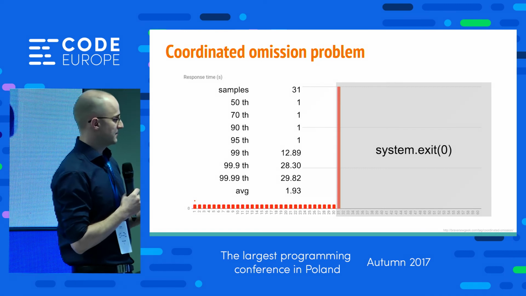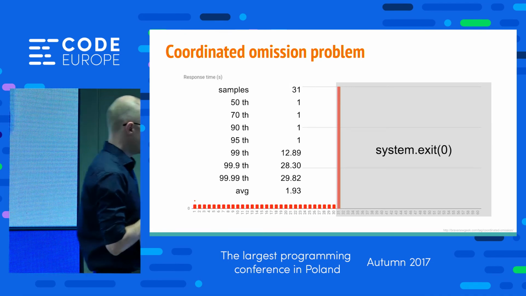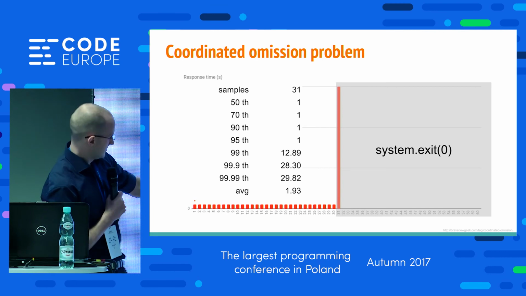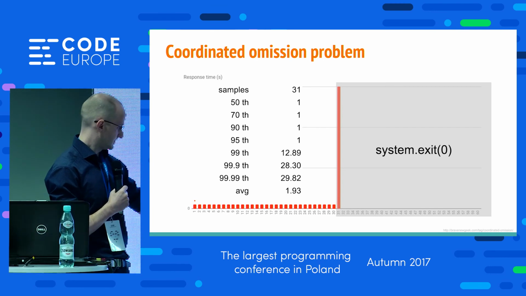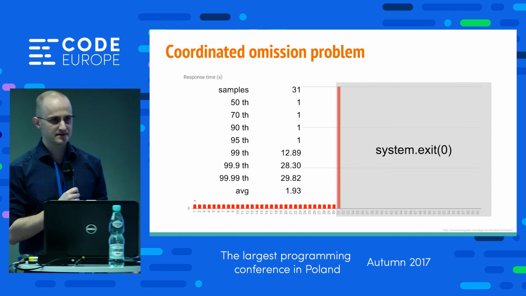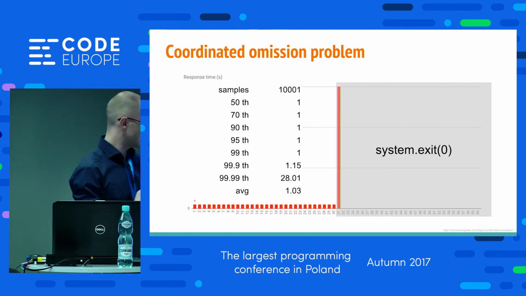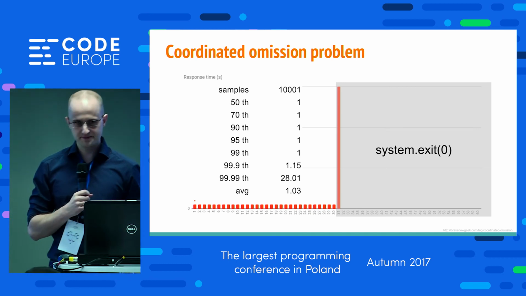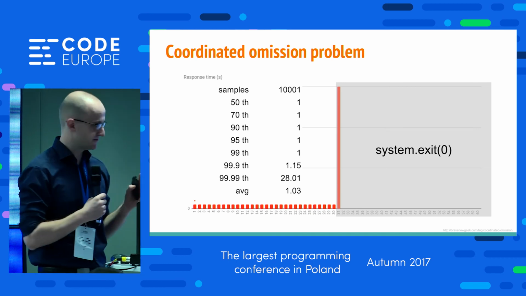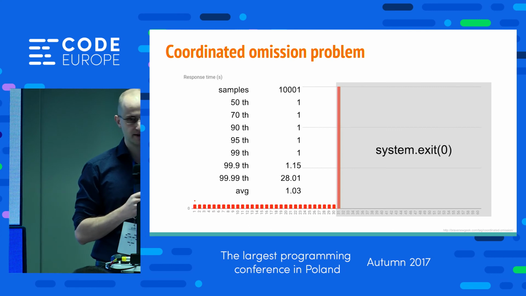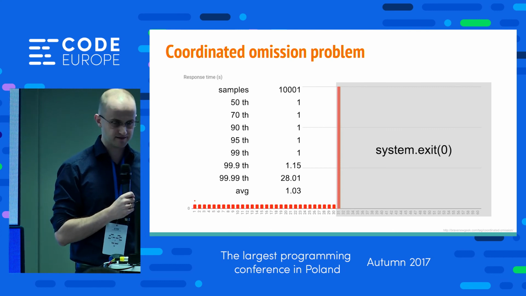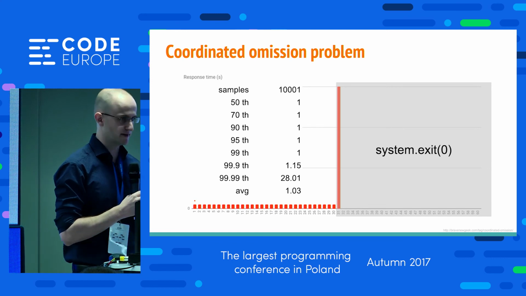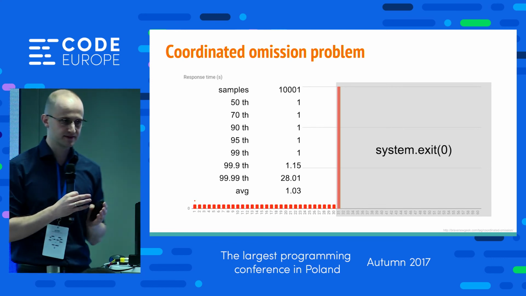We have 31 samples, and the 70th percentile is 1, 90th is 1, 95th is 1, 99th is 12. Okay, so we see performance degradation since the 99th percentile. But there is something smelly here. The 95th percentile is 1. Our application was dead for almost half of the test, and the 95th percentile is 1. Something is wrong here.